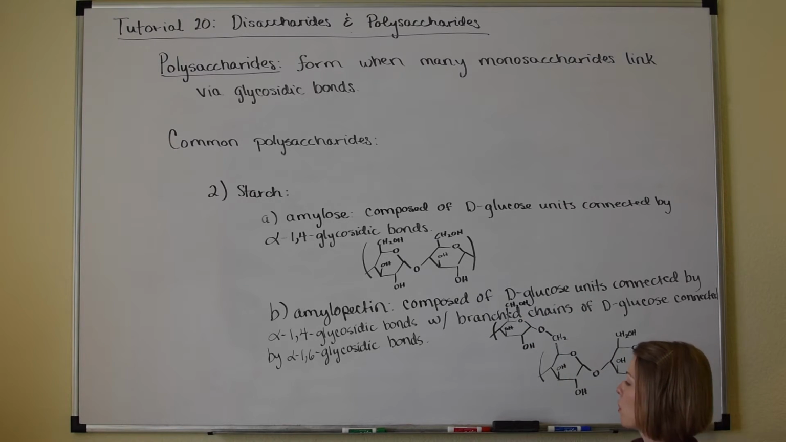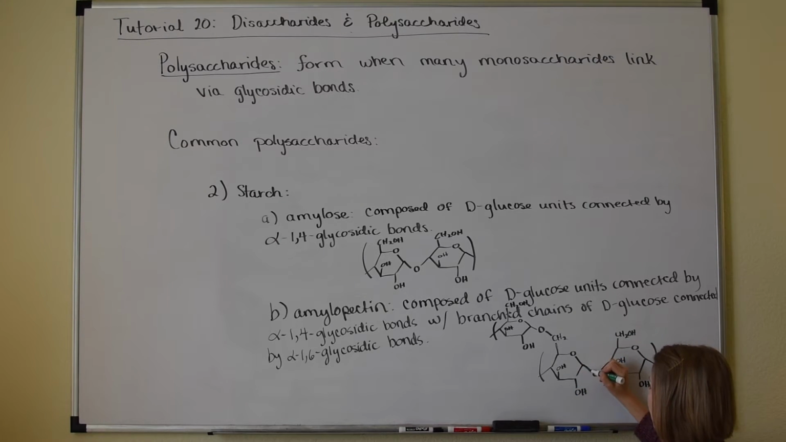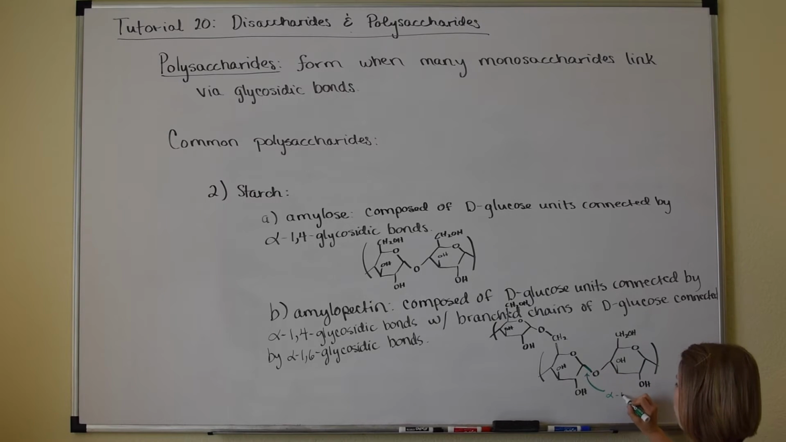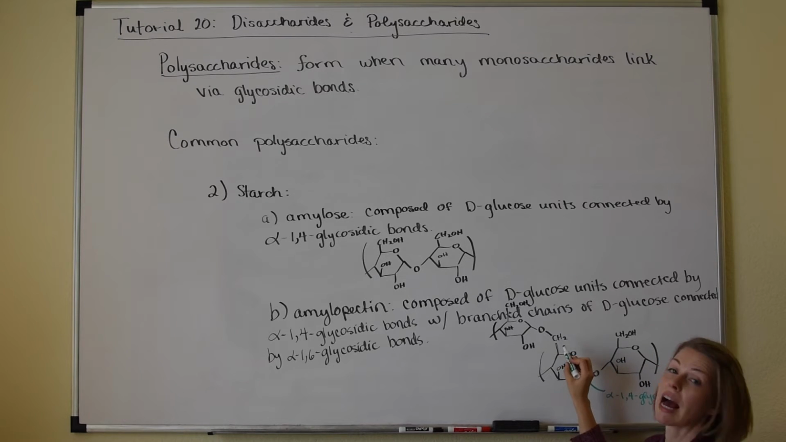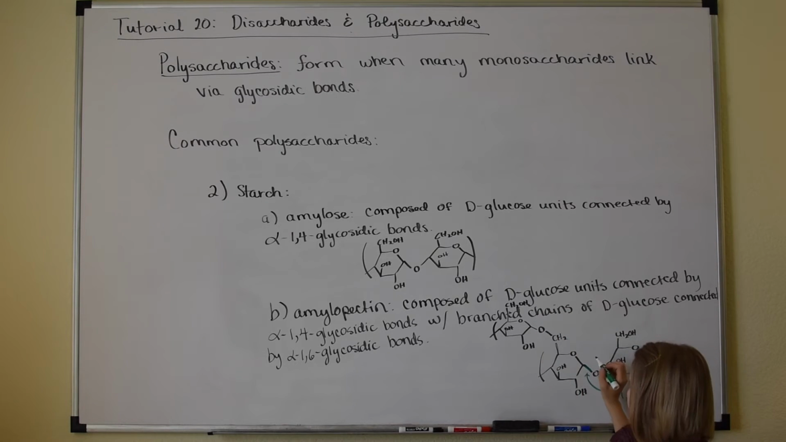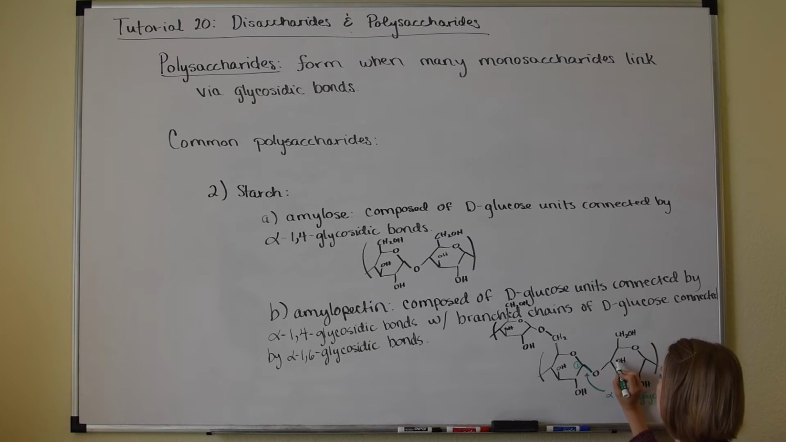Okay, so let me label both my alpha 1,4 glycosidic bond. Okay. Alpha because it is in the opposite direction as the CH2OH. Okay. And 1,4 because it's connecting the 1 position of one glucose to the 4 position of another glucose.